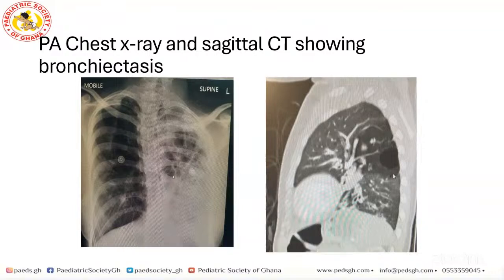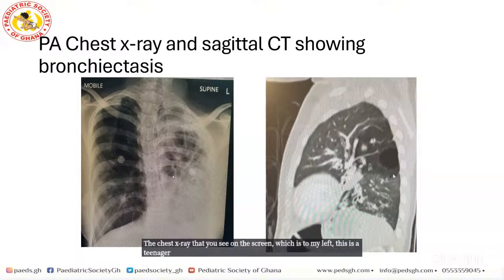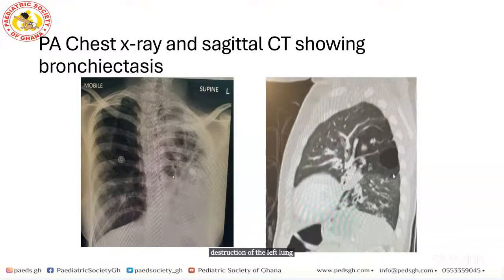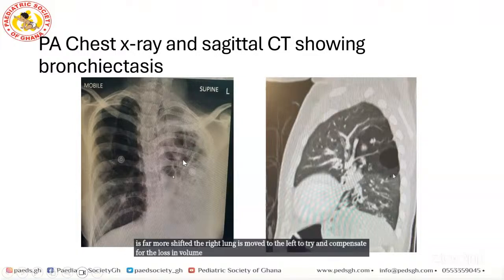So the chest X-ray that you see on the screen, which is to my left, shows a teenager, actually. I think she's about 13 years, and she's got advanced bronchiectasis of the left, destruction of the left lung. And when you look at the upper lobes, you see a lot of cystic dilatation happening there. Because she has lost lung on the left, the mediastinum is furthermore shifted. The right lung is moved to the left to try and compensate for the loss in volume. But you can see all these dilatations there.